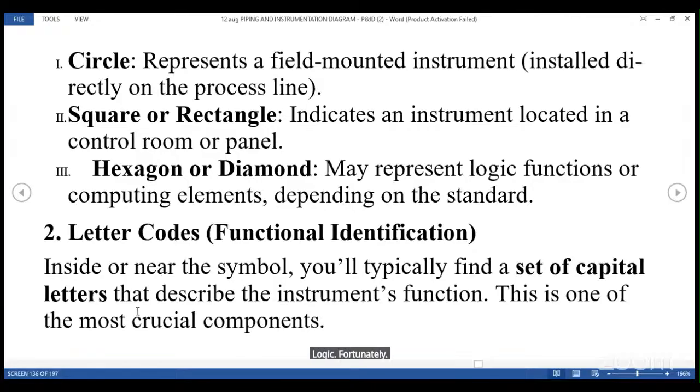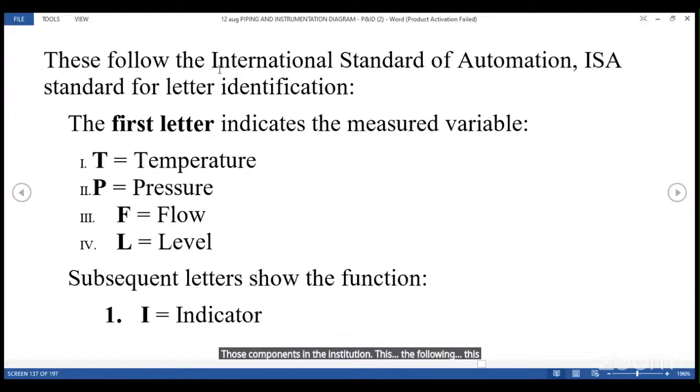Inside or near the symbols, you will typically find a set of capital letters that are components in instrumentation. This follows the traditional standard of letter identification. The first letter indicates the measured variable. If you have a letter in your circle, that first letter is always the measured variable or the parameter. That is what we want to know.